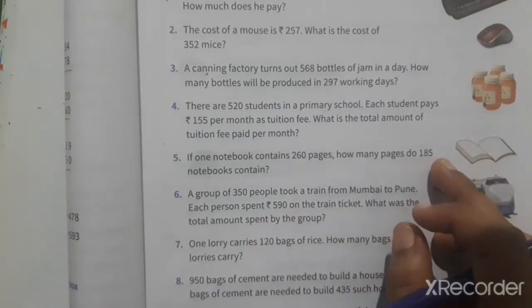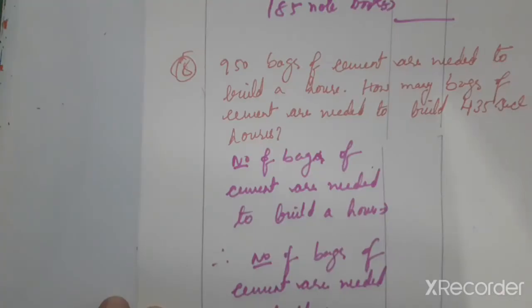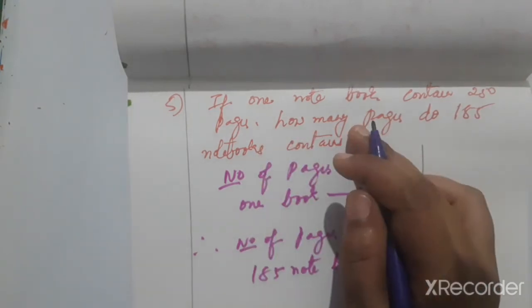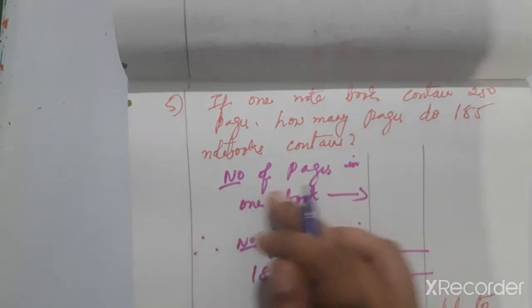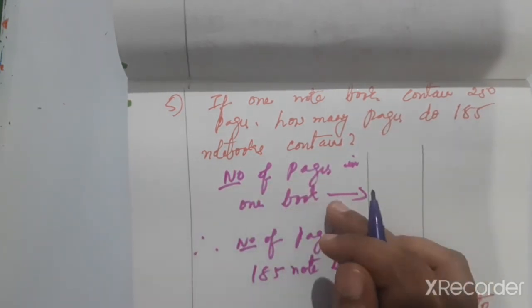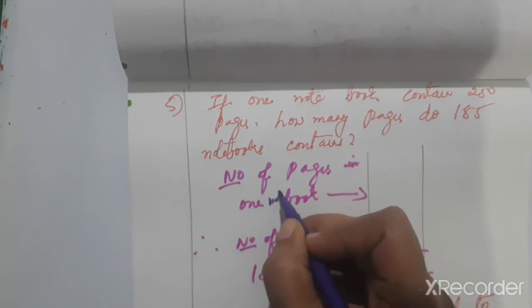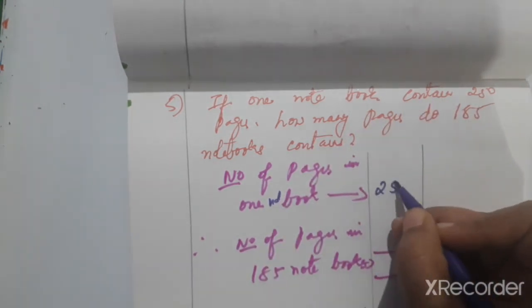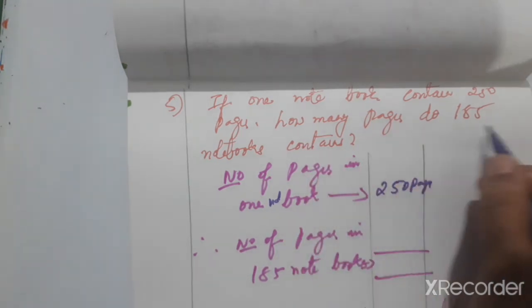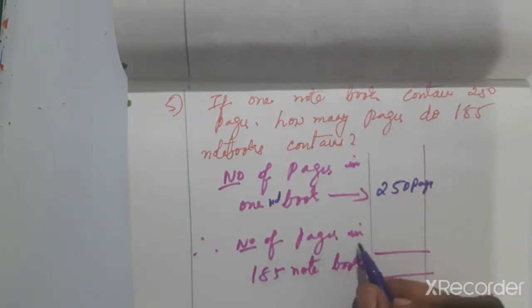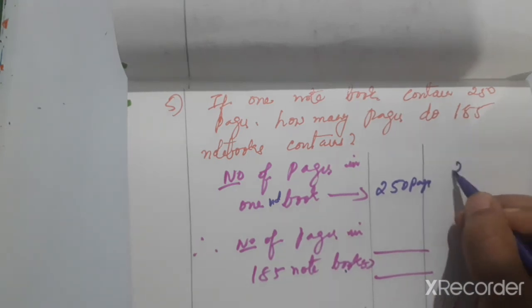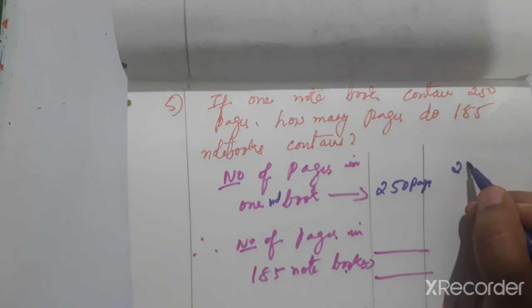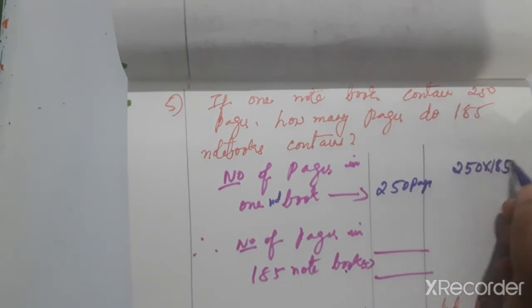So we have to multiply 260 into 185. So the sentence is: if one notebook contains 250 pages, how many pages do 185 notebooks contain? Therefore the sentence is: number of pages in one notebook, how much? 250 pages. Okay, how many pages do 185 notebooks contain? Therefore, number of pages in 185 notebooks. So here 250 into 185, that we have to multiply.